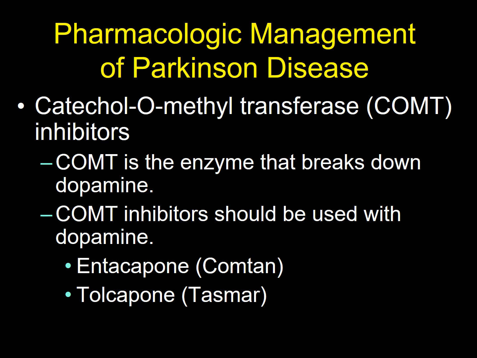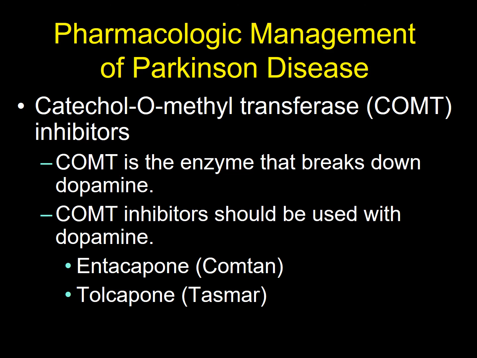Another option, switching gears a little bit, are the catechol-O-methyltransferase inhibitors, or COMT inhibitors. There's a couple of them on the market. They're listed here on your slide. There's Comtan and Tasmar. If you see people that are on these for Parkinson's disease, these are pretty heavy duty.